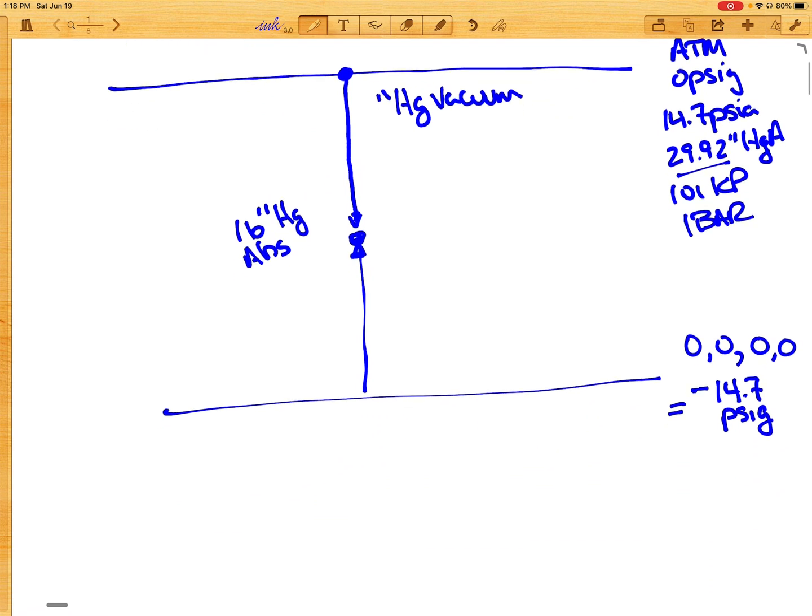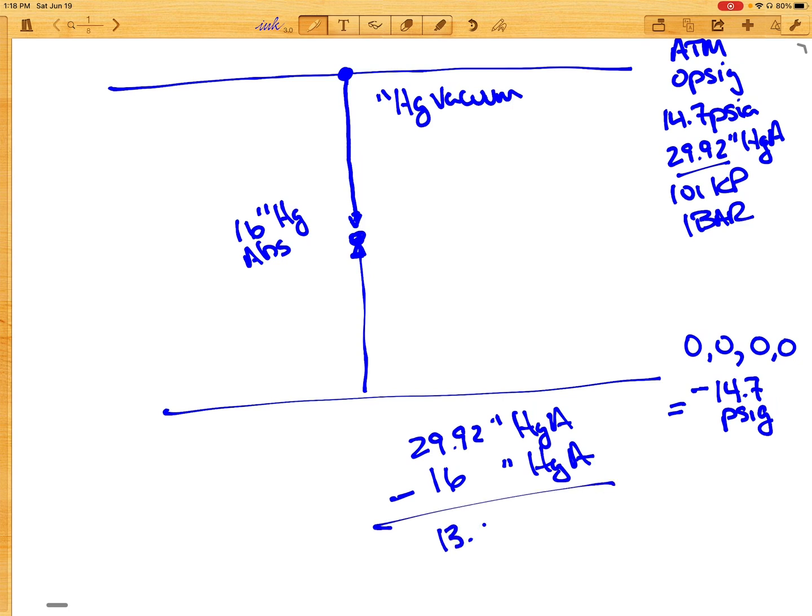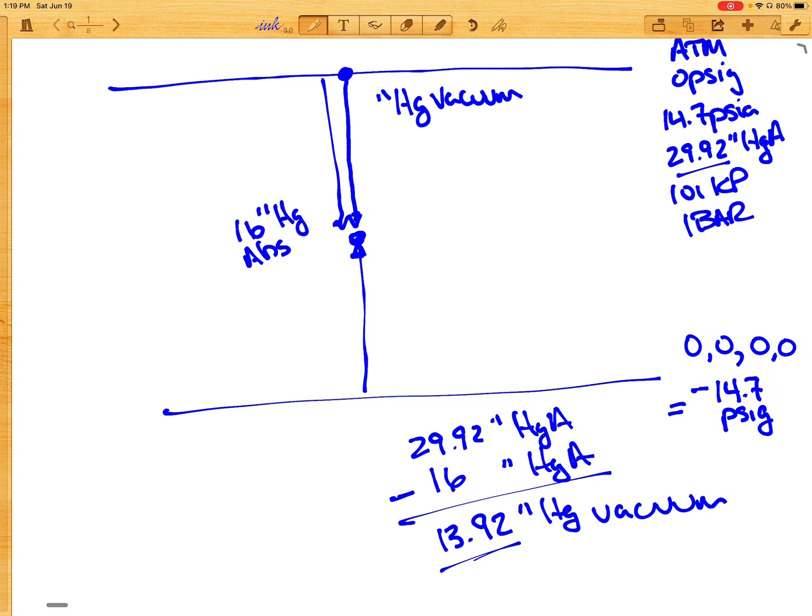And now seeing that, you're going to go, well, that's pretty easy, right? You just go 29.92 inches mercury absolute. You subtract 16 inches mercury absolute. What do you get? Well, you get 13.92 inches mercury absolute. No. Since we're going down on the scale from here to here, this is going to be inches of mercury vacuum. 13.92 inches of mercury vacuum is my best answer, sir.